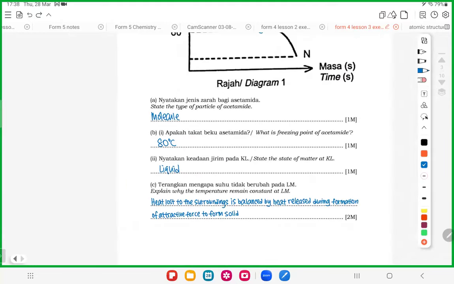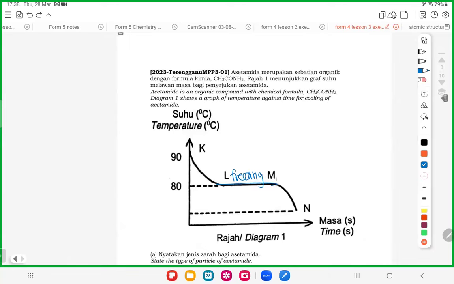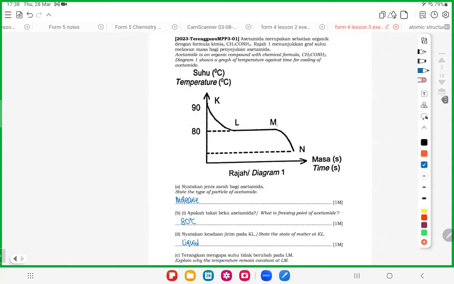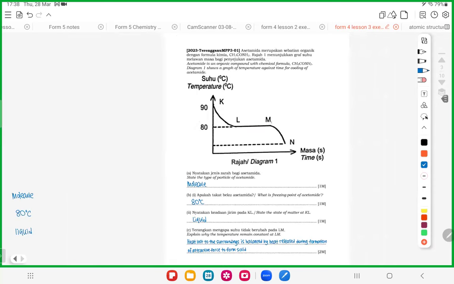The first question, if you can do it, the total mark here is 5. You will be able to score 5 marks if you are able to do this whole question. This is from Terengganu year 2023. Okay, let me know in the chat box, guys. Are you okay with this first question?